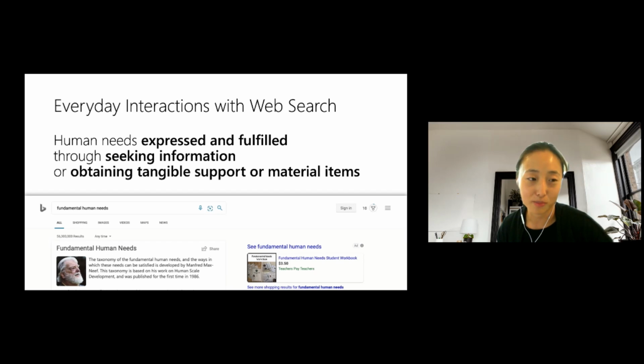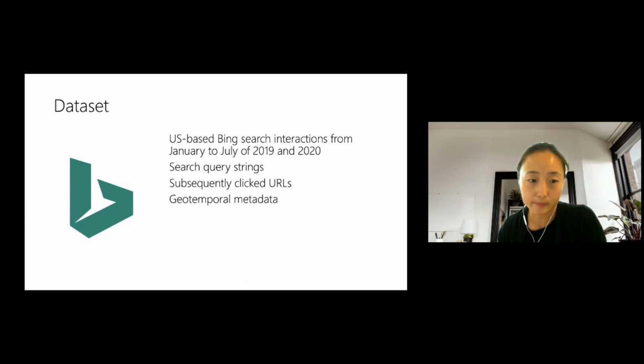On the other hand, our approach obtains signals about human needs by observing everyday interactions with a web search engine, in this case, Bing. In fact, human needs are often expressed and fulfilled through seeking information or obtaining tangible support or material items on the web. And web search logs provide a glimpse into human behaviors in their natural states at large scale from data that's already routinely collected across a whole spectrum of needs and can be near real time with fine geotemporal granularity.